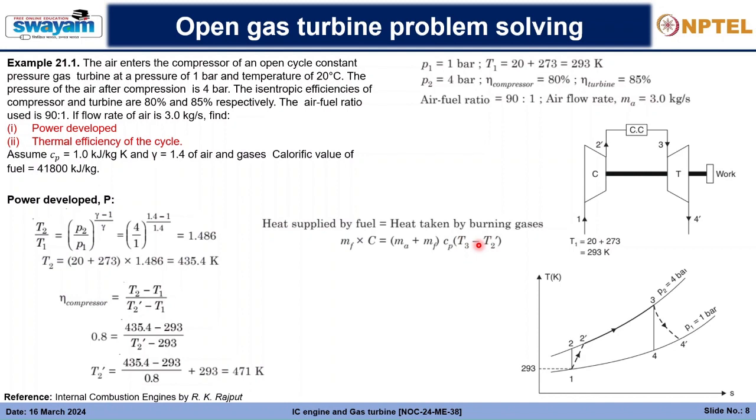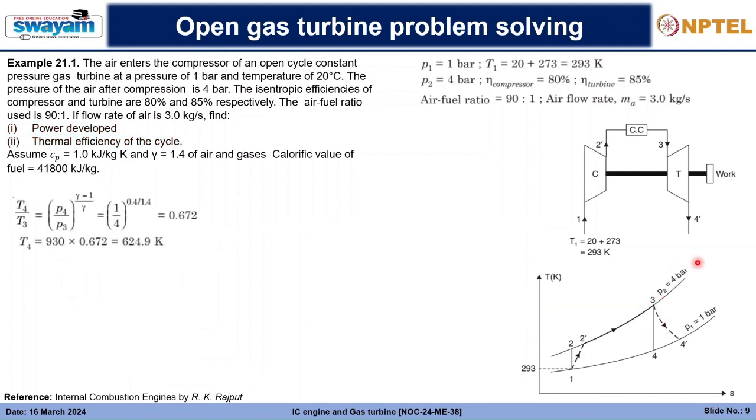Accordingly we take mf to the right side, it will divide, and we have ma by mf, and we know that ma by mf is the air fuel ratio, right? We are given the air fuel ratio as 90:1, we can directly utilize this. Then we need to solve it for T3 out here, and accordingly we get T3 to be 930 Kelvin, that is the highest temperature in this particular cycle.